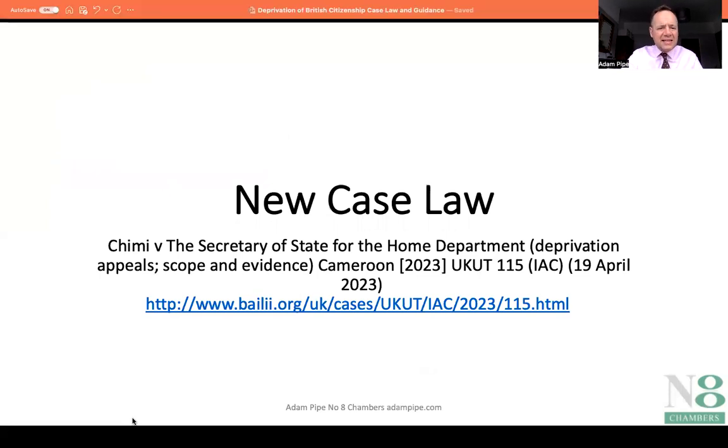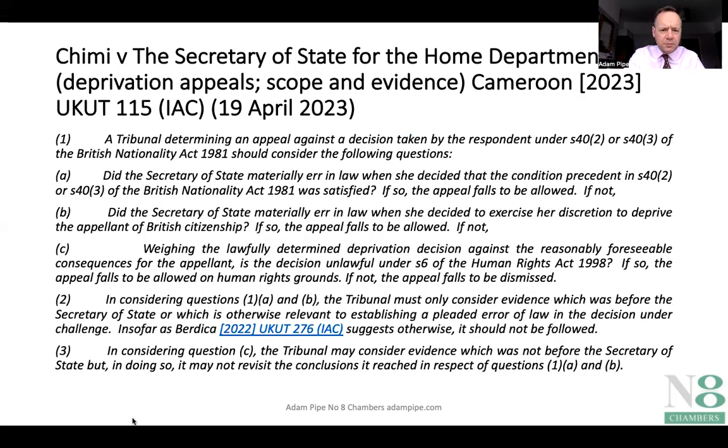So the new case is Chimmy, and that is 2023 UKUT 115. It's dated the 19th of April, and it's a decision of the Upper Tribunal President, Mr Justice Dove, and Upper Tribunal Judge Blundell. And Chimmy was represented by the excellent Emma Rutherford from my chambers, number 8 chambers. And the link to the judgment is there, and it's also below this video.